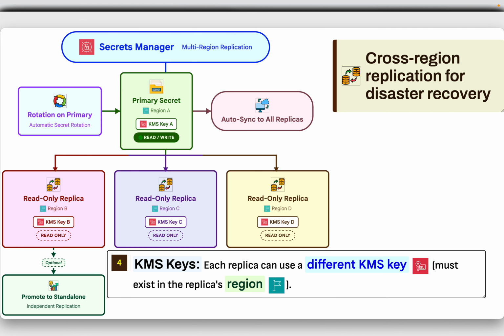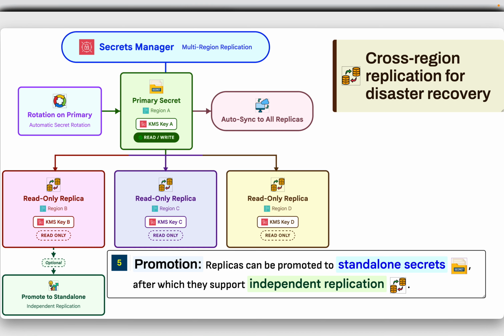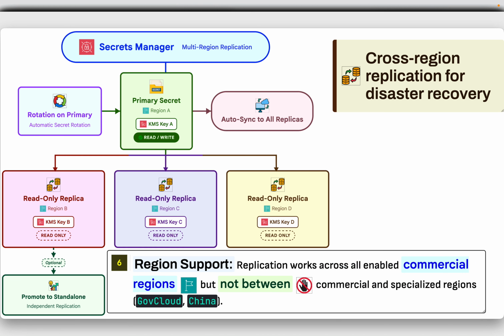KMS keys. So each replica can use a different KMS key. This must exist in the replica's region. Promotion. So replicas can be promoted to standalone secrets, after which they support independent replication. Region support. Replication works across all enabled commercial regions, but not between commercial and specialized regions like GovCloud or AWS China.